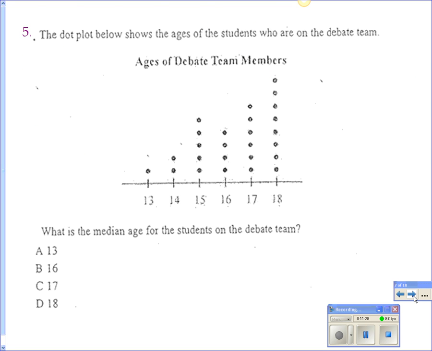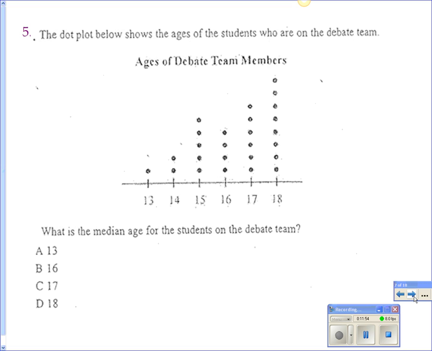All right, number 5, you've got a dot plot. This means that this is the ages of debate team members. So this means that I've got one person who's what? What does this dot mean right here? I've got one 13-year-old. What do these 2 dots mean? I have 2 14-year-olds, and I have 1, 2, 3, 4, 5 15-year-olds. So that's what the dot plot means, okay?